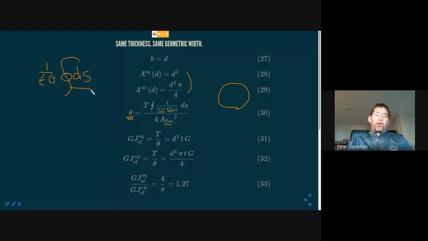Well, what's the closed integral of ds? That is just a measure of the circumference of the circle. Or in terms of the square, it is the total length as you work your way around the square. So for the square, that would be 4 times d. For the circle, of course, the circumference is pi times d.